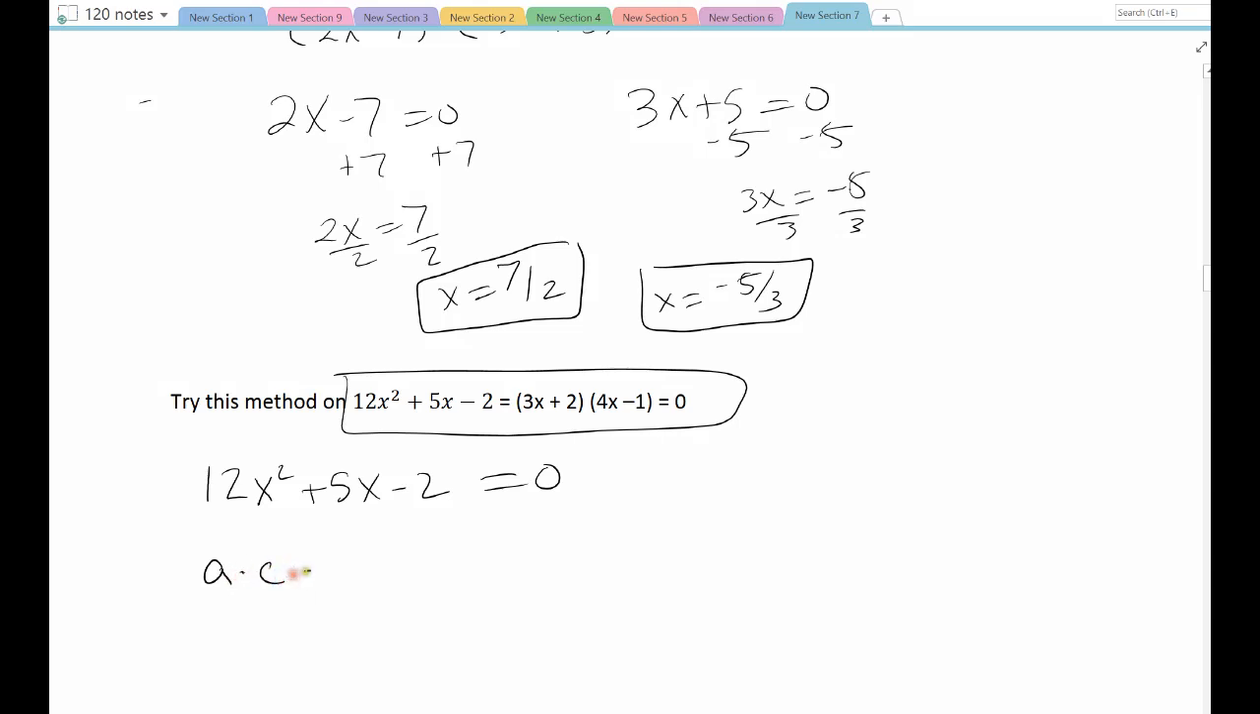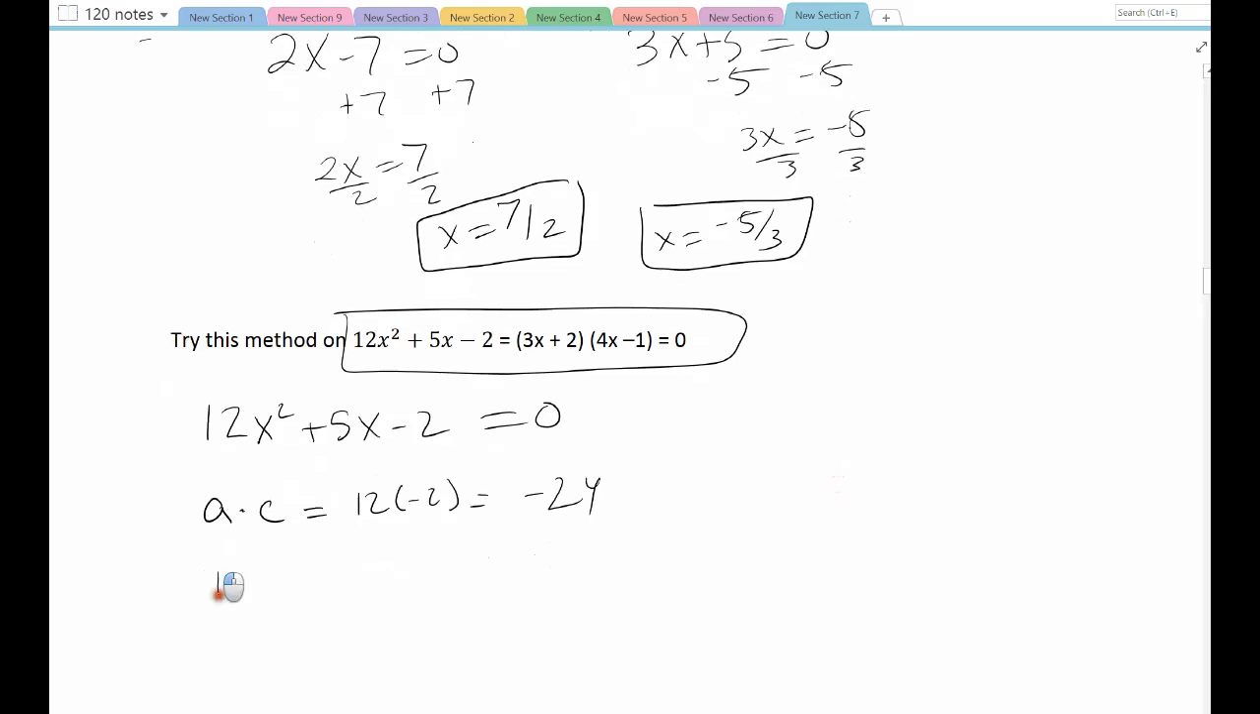First thing we do is take a times c. So 12 times negative 2, which comes out to negative 24. All right, now I want factors of my negative 24 that add up to my middle term, positive 5, right? I want to find factors, things that multiply to negative 24 and that add to 5. What do I multiply to get negative 24, and when I add them, I get positive 5?